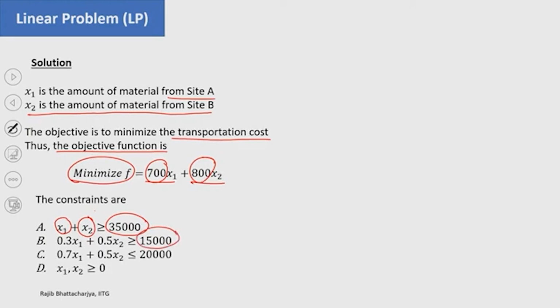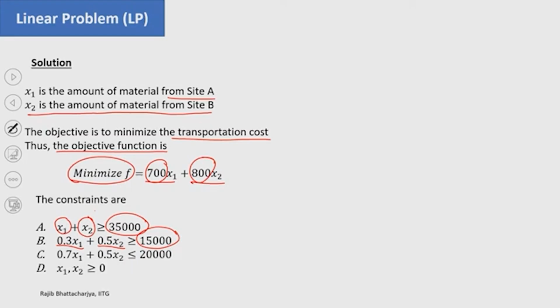Now, the total amount of sand should be more than 15,000, that means the minimum requirement of sand is 15,000 cubic meter. So, if I take the raw material from site A, how much sand am I getting? 0.3 x 1. And if I take raw material from site B, how much sand am I getting? 0.5 x 2. Therefore, 0.3 x 1 plus 0.5 x 2 should be greater than or equal to 15,000, that is the minimum requirement of sand.